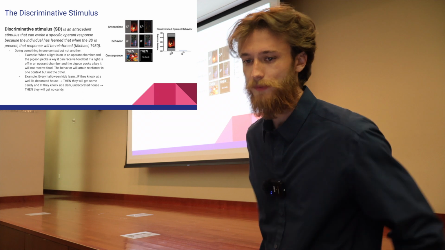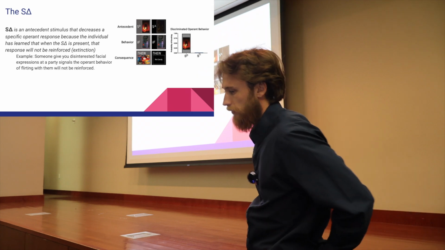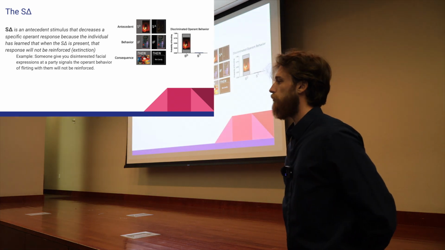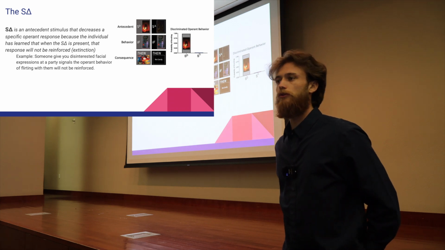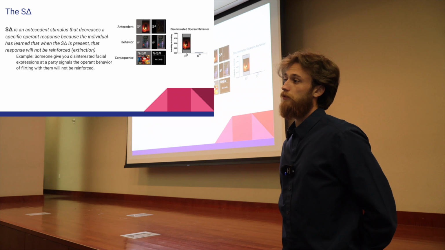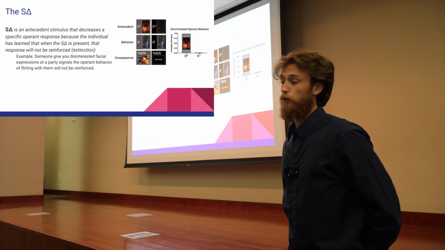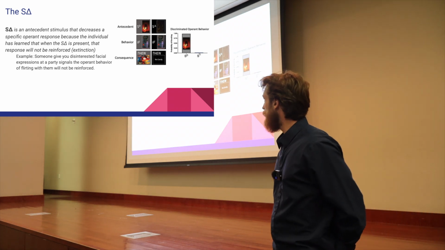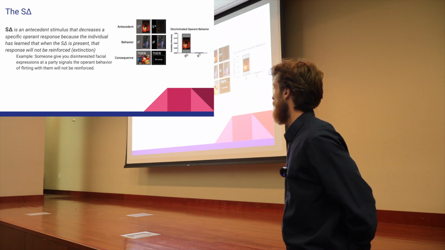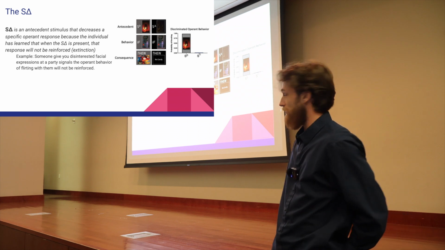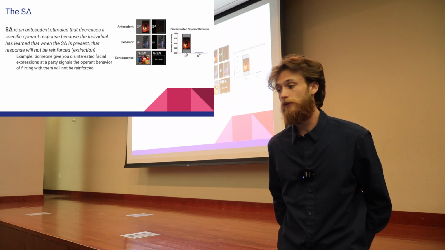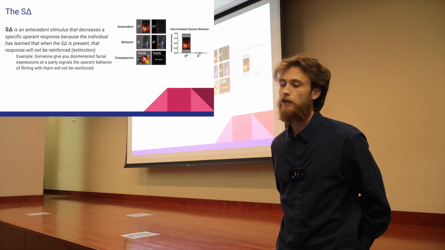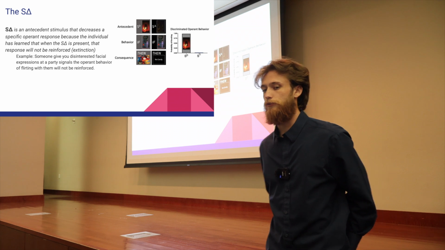It's a little bit harder with those examples, I guess, but you're doing good. You're thinking. Okay. Now the S delta is what I mentioned before. If this is in the antecedent context, it's signaling that reinforcement won't be provided. If the sign on the restaurant is off, then food won't be available, right? So the S delta is an antecedent stimulus that decreases a specific operant response because the individual has learned that when the S delta is present, the response will not be reinforced, right? You go to your favorite restaurant, the sign's closed, shoot, right? That's signaling that you're not going to be able to get your food.